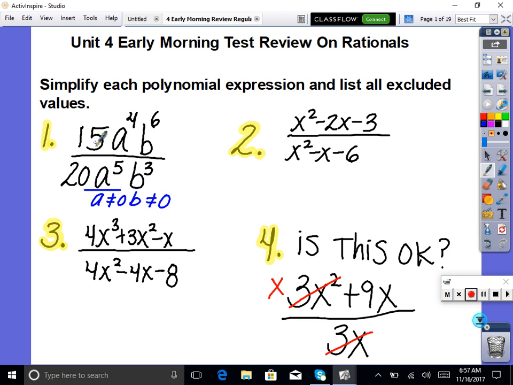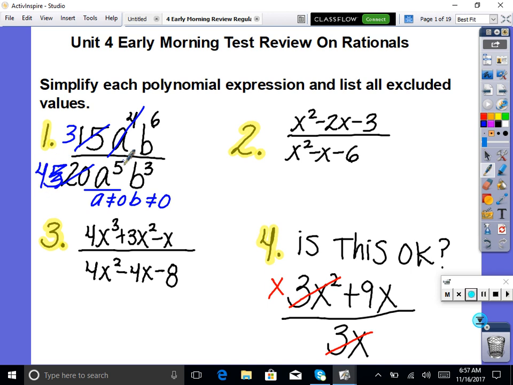So 15 and 20 both divide by 5. This would become a 3, and this would become a 5. And then a to the 4th and a to the 5th, think about it. There's 4 a's on top, 5 on bottom, so a to the 4th would cancel out. And then, oh, you're right. 20 divides by 5 and becomes a 4, like you just said.